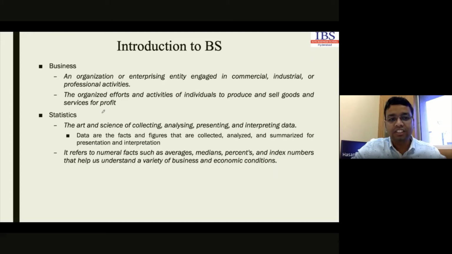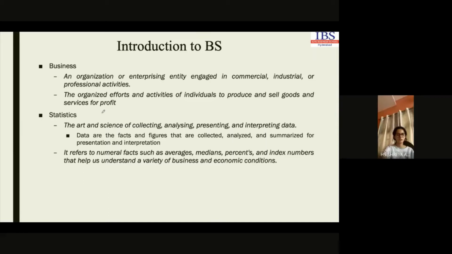So what we understand here: one is business, whose primary focus is generating profit by producing product or services. This may be an organization's enterprise or an individual. On the other side, statistics is the collection, analysis, presentation and interpretation of the information related to business. If we combine these two, business and statistics, we find the term business statistics, right? Am I clear to you? Yes, sir. Okay, very good.